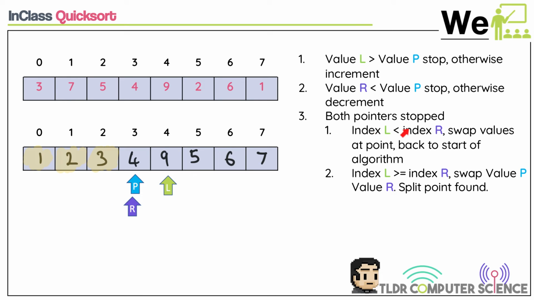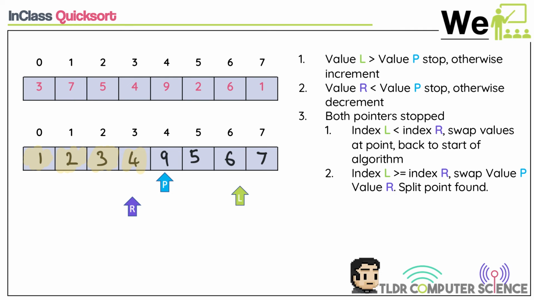Is index L less than R? Is 4 less than 3? No. So it's here. So swap the value at R with P. What we've just established is that 4 is in the right position. So we can go here and actually we split the list. Again, not in a very nice way because essentially we got nothing on the left, so everything's on the right. And then we'll take the new list.